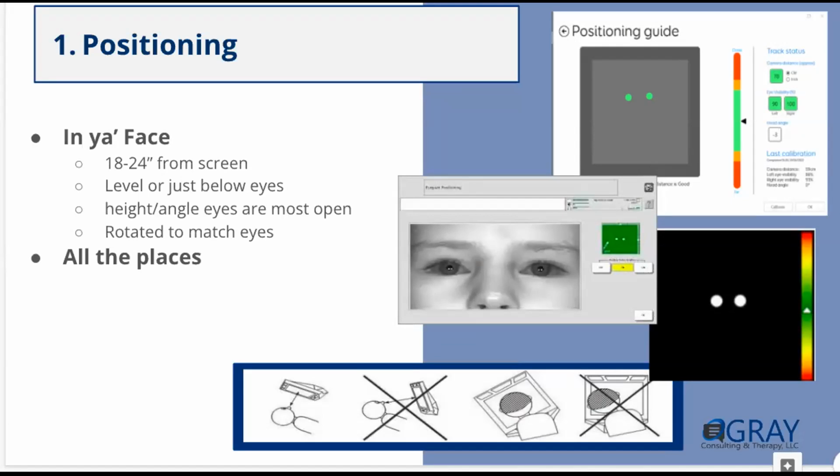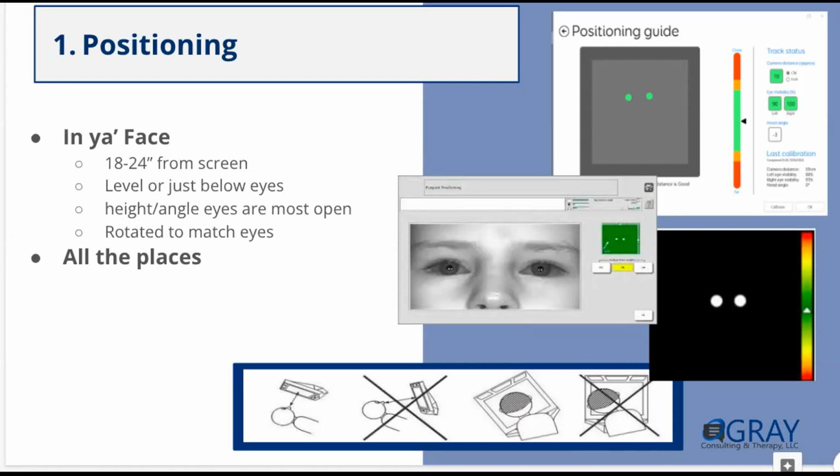Positioning. One thing that we kind of have to bite the bullet on with eye gaze is that it is in your face. And there's not really any option except for it to be in your face. Depending on the camera, 18 to 24 inches is the starting guideline, and level with your eyes or just below it.